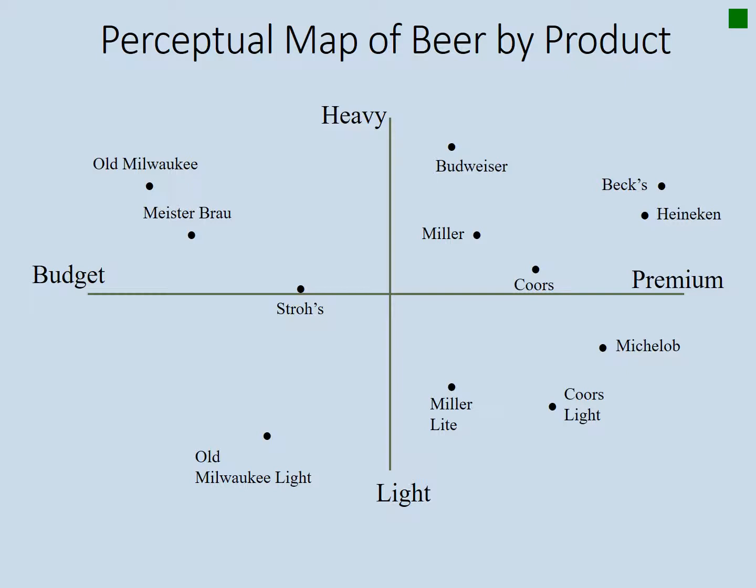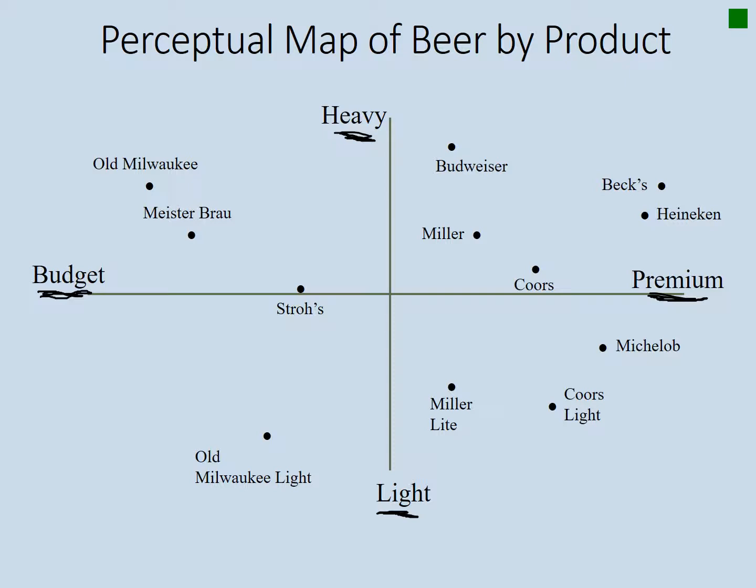Another example would be beer types by product, and in this case we have two different determinant attributes. One is price, and the way price is defined here is we have budget offerings and then premium offerings. So lower priced on budget, higher priced on premium. And then we have the style of beer here, heavy beers or light beers. This might be a calorie count or something relating to the flavor or heaviness of the beer.